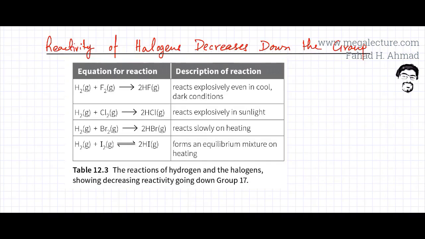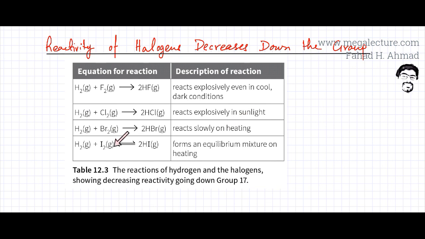Now going to discuss the reactivity of halogens and why it decreases down the group. As you can see in the table, all halogens react with hydrogen to produce hydrogen halide. And what you would notice is that the first reaction with fluorine, the reaction is very explosive, even in dark conditions, whereas the reaction of hydrogen and chlorine is explosive only in sunlight, but not in dark. Hydrogen then reacts with bromine as well, but it reacts very, very slowly, and you need heating for that.